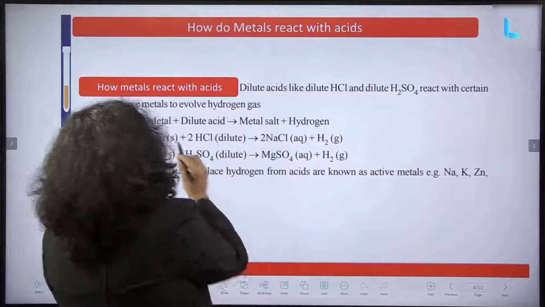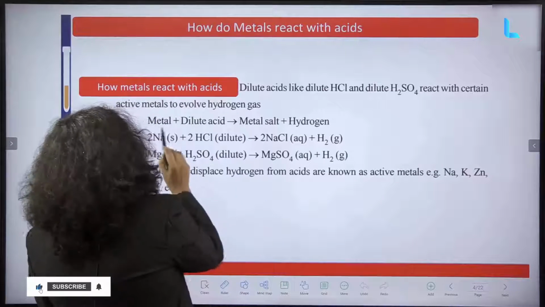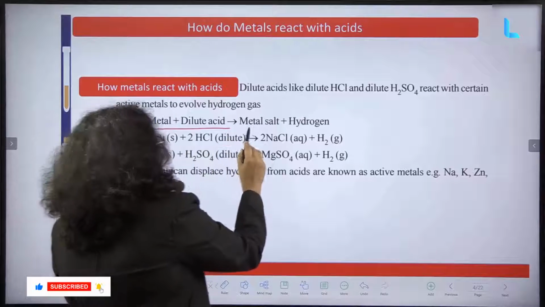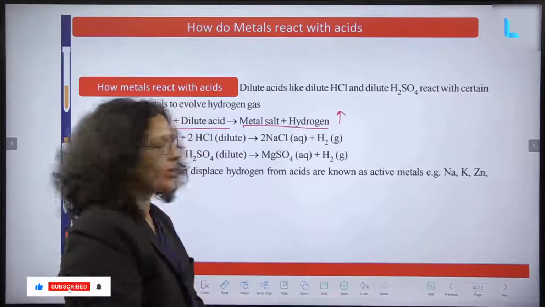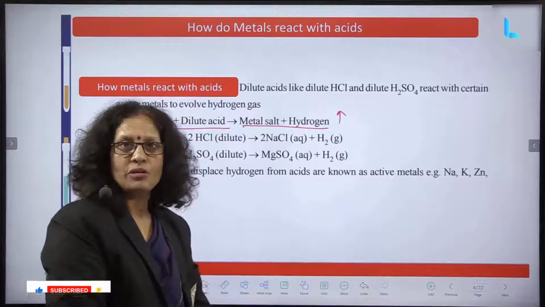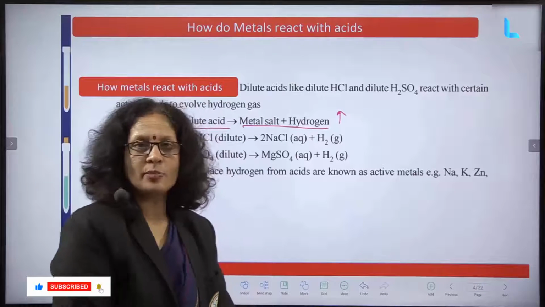Like metal plus dilute acid, we will see a different color. Now, metal plus dilute acid gives metal salt and hydrogen gas is liberated. Now we can say sodium. You can do some experiment in the lab also if the facility is provided to you.